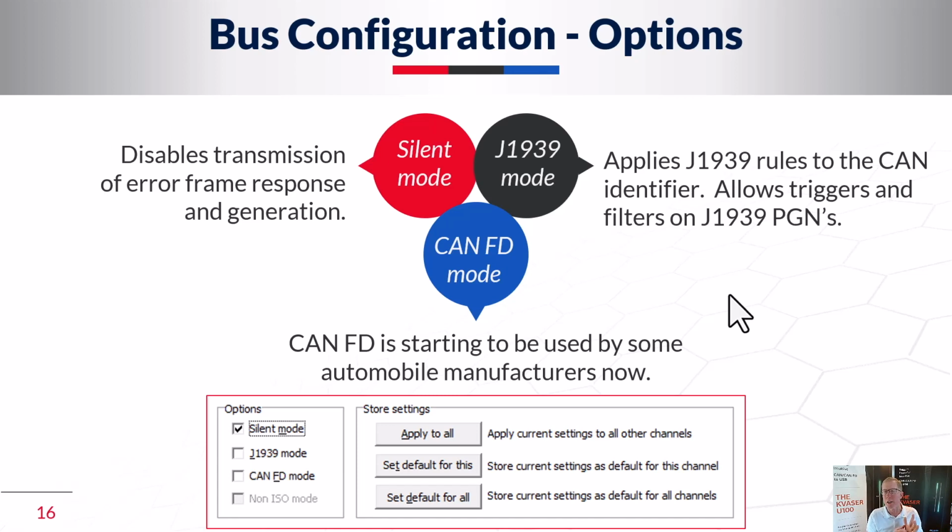So the J1939 mode allows you to break up that identifier into the finer resolution defined by J1939 and do things specifically on that definition. Then you've got your CAN-FD mode, which just lets you run in CAN-FD and use the powers of CAN-FD if your bus is a CAN-FD bus.